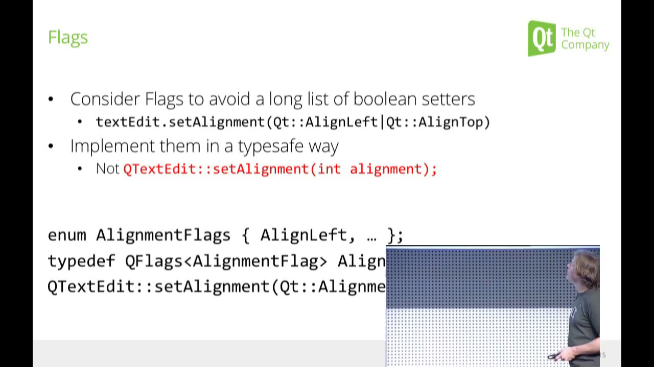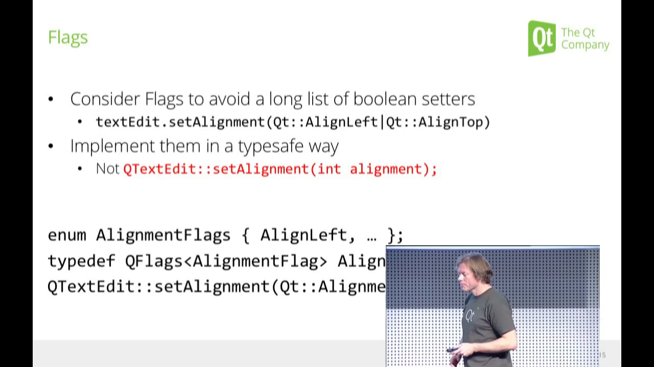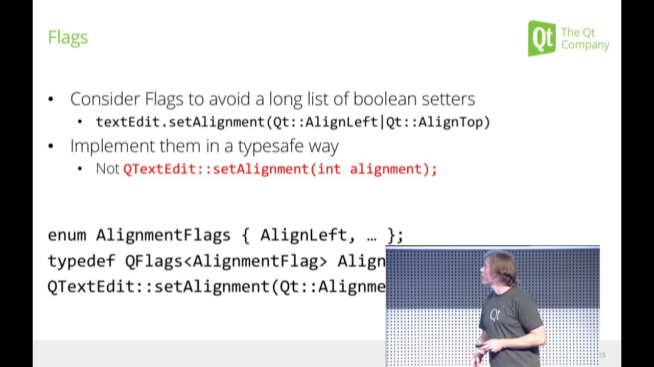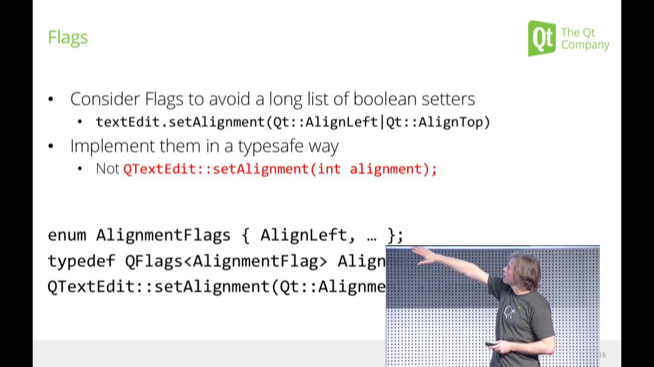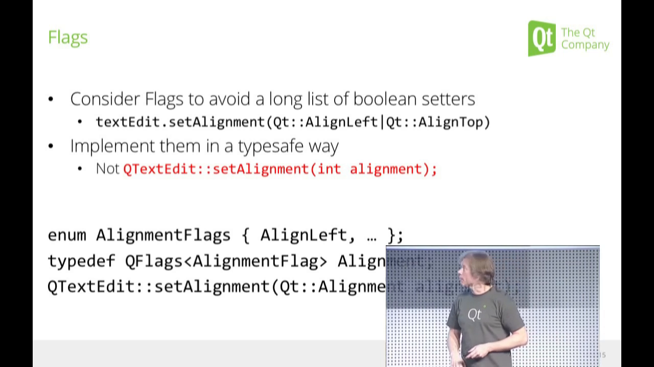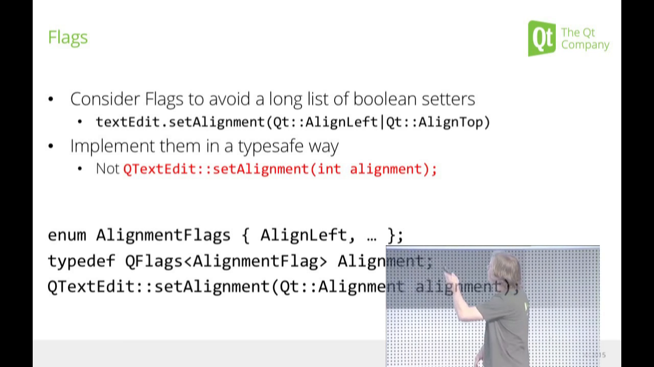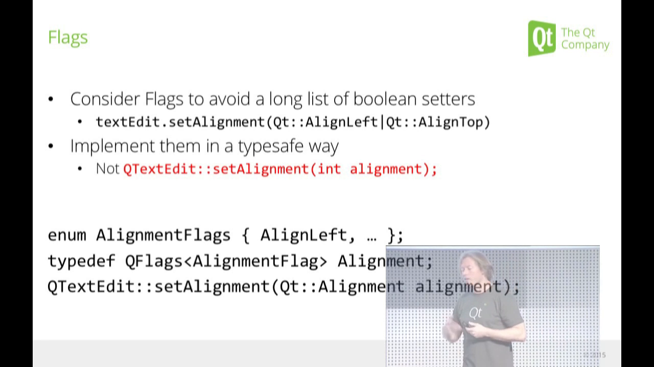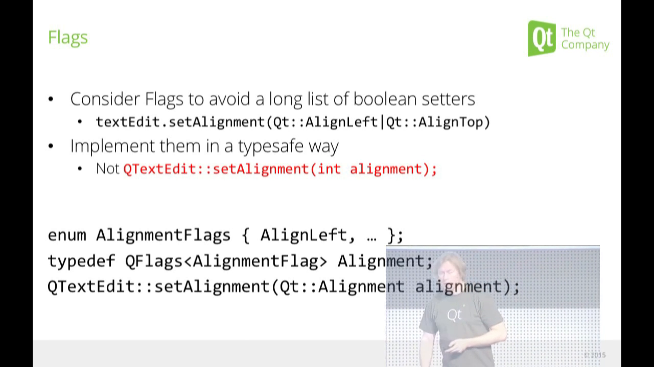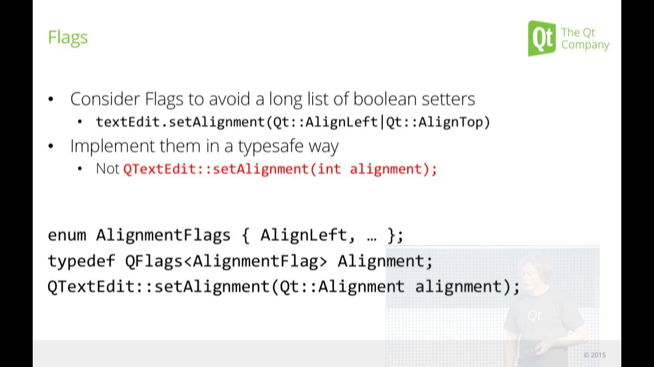In earlier days, we implemented that with an int alignment, but that wasn't type safe at all. So you can do it in a type-safe way, for example, by having an enum AlignmentFlags. What we have in Qt then is a typedef QFlags. QFlags, if you're interested, just look up the implementation, how it's done. That maps it to Alignment, and then QTextEdit actually takes Alignment as the argument. And that makes it type safe, so you can't pass values of a different enum type into setAlignment without getting a compile error.